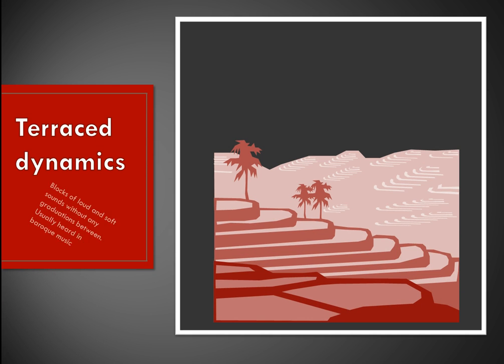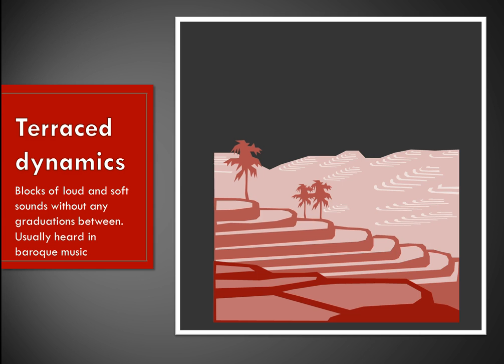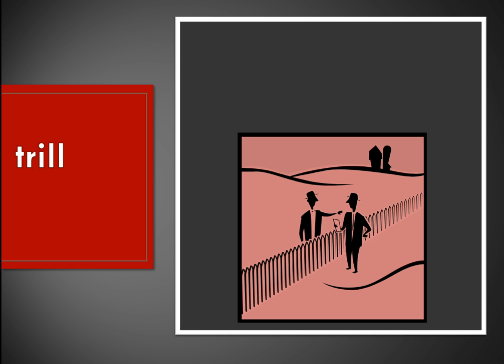Terraced dynamics. Nothing to do with Raymond Terrace. Okay, it's all to do with blocks of loud and soft sounds without any graduations in between, usually heard in Baroque music. The reason was because a harpsichord couldn't change its volume, and most of Baroque music was based around the harpsichord, and it didn't matter how hard you pressed that key on the harpsichord, it wouldn't make it any louder. So they would basically go loud or soft. So loud, loud, loud, soft, soft, soft, and there was no graduation in between, no crescendos or decrescendos.